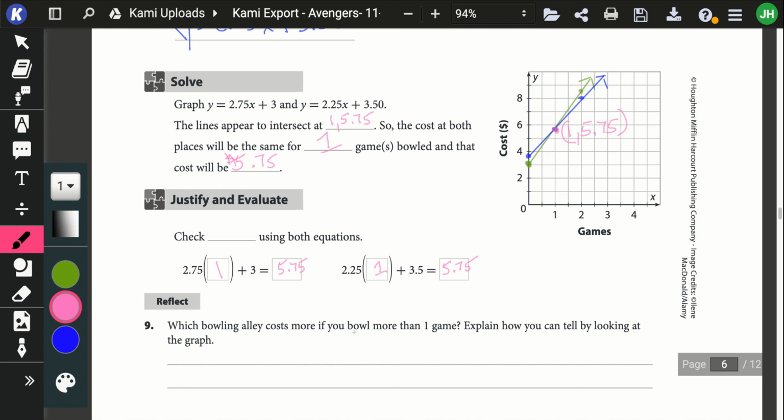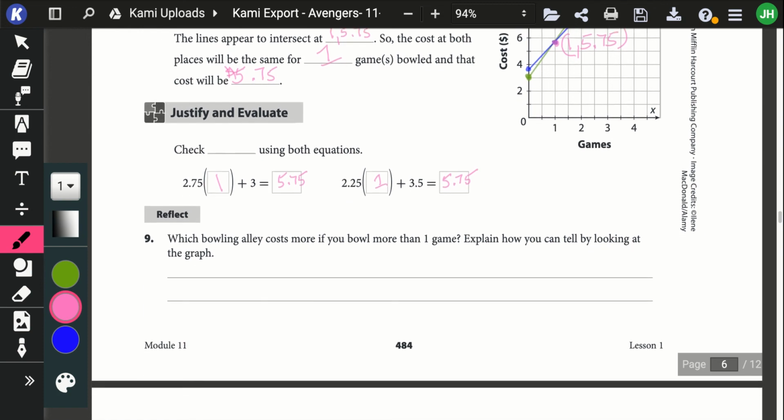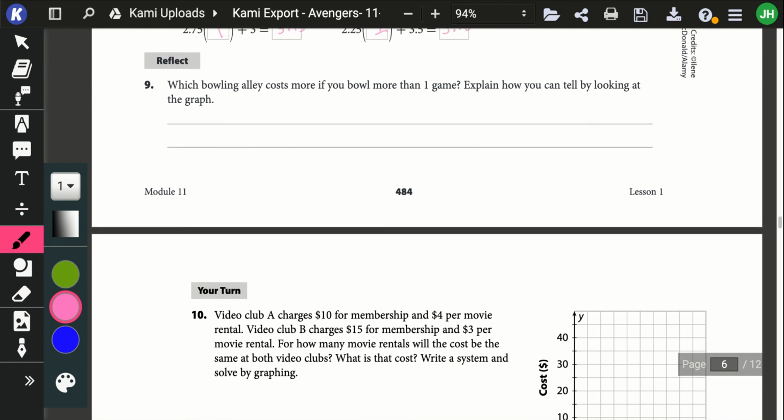Okay, which bowling alley costs more if you bowl more than one game? Green, right? If you bowl 2 games, green's a little bit more. Every time it's going to get more. So maybe if you're bowling 1 game, you could go to the green one, but maybe if you're bowling more than 1, you want to go to the blue one.